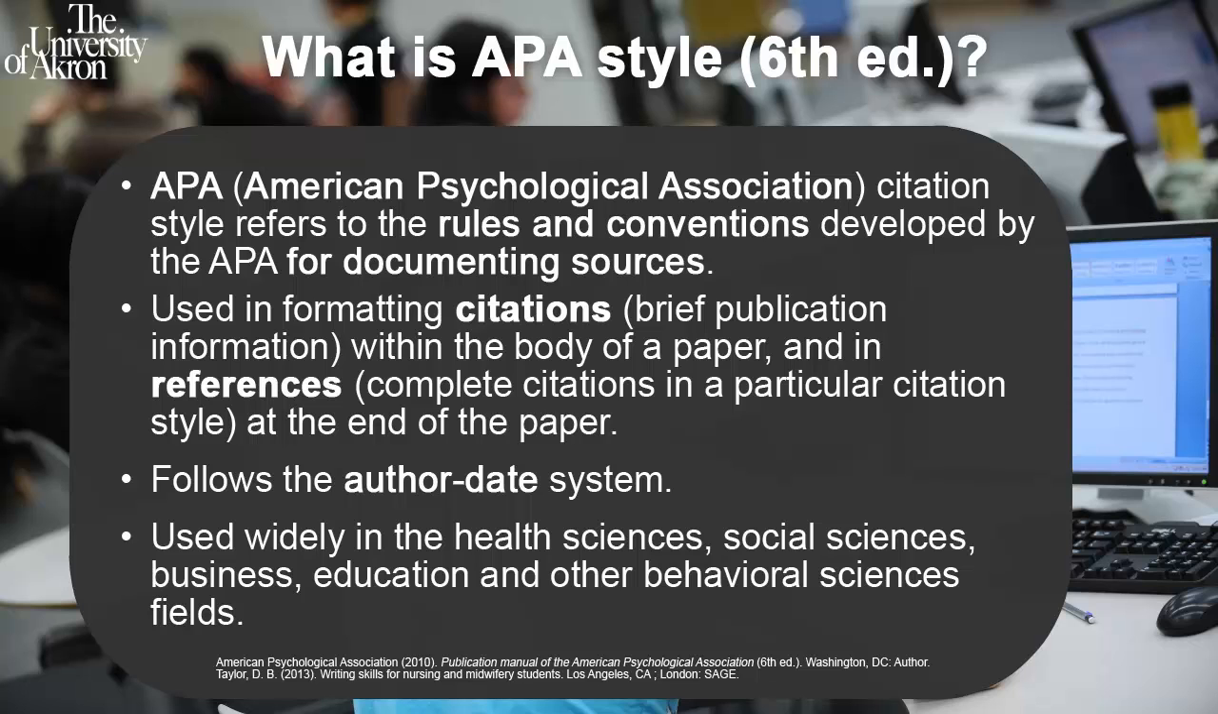APA stands for American Psychological Association. The APA citation style refers to the rules and conventions developed by the APA for documenting sources. APA style, 6th edition, is used in formatting citations. Citations are the publication information necessary to identify and locate publications. References usually contain the complete citation information.